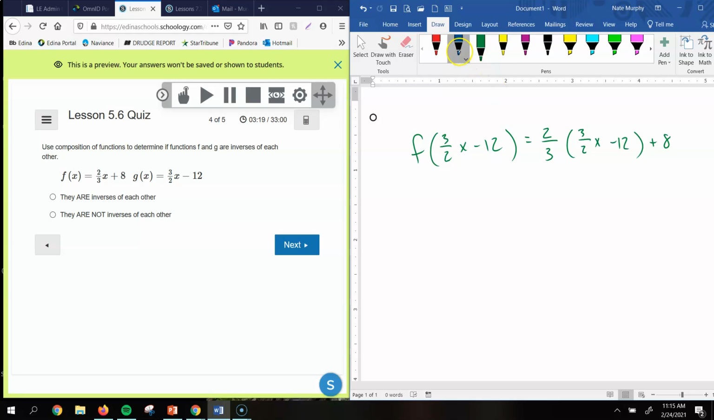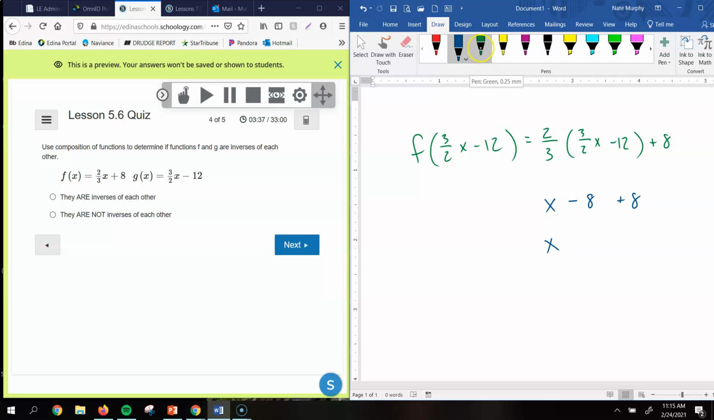Well, let's simplify that. If I distribute the 2/3 through, 2/3 times 3/2, those would cancel each other out, leaving me with just x. And 2/3 of 12 would be 8. So we'd have x minus 8, and then we have that plus 8. Well, -8 plus 8 is 0, so this simplifies to just be x. Well, that's a good thing.